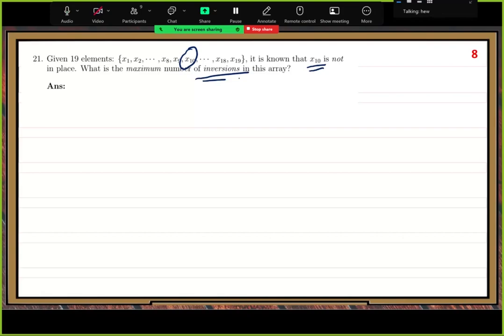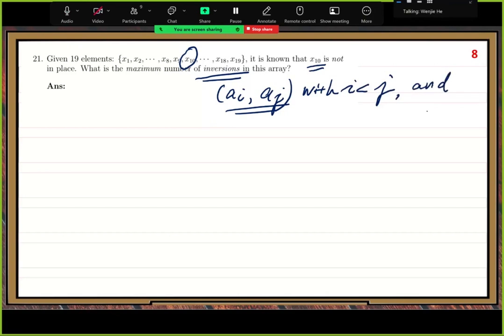You know the inversions, right? So here, the first thing you need is to understand the inversion concept. That is, you look at a pair of elements in the array, AI and AJ, with I less than J and AI greater than AJ. That's the inversion concept.